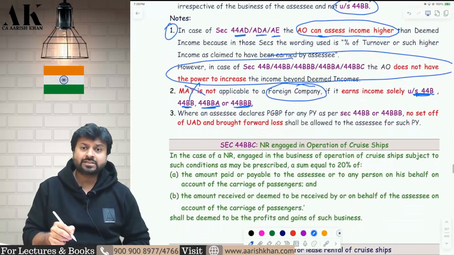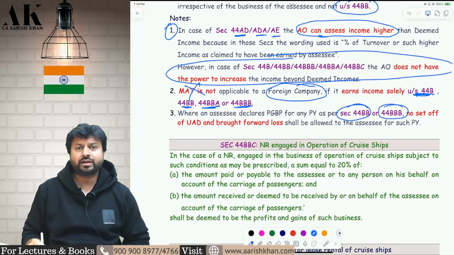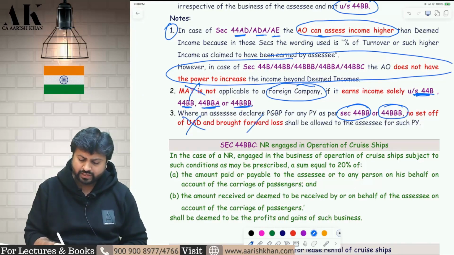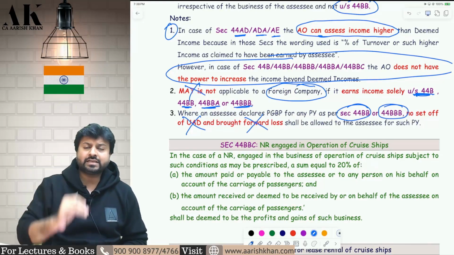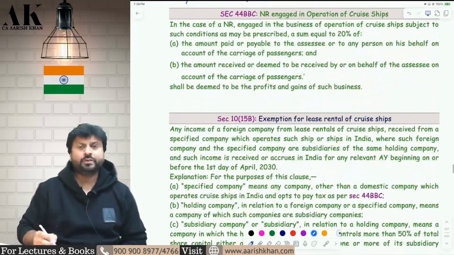Plus. Next point is for this section and the previous section. That is for 44BB and 44BBB. If you are covered under 44BB and 44BBB, you will not get deduction of UAD and brought forward losses. Both of them will be denied to you. So in this section and in the previous section, the UAD and brought forward losses will not be allowed to you. I hope it is clear to all of you.